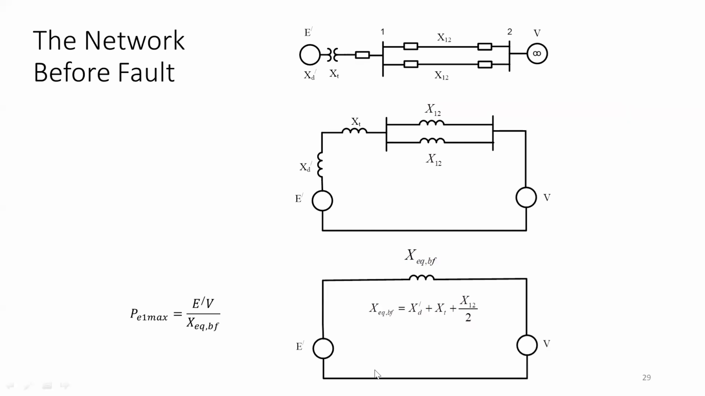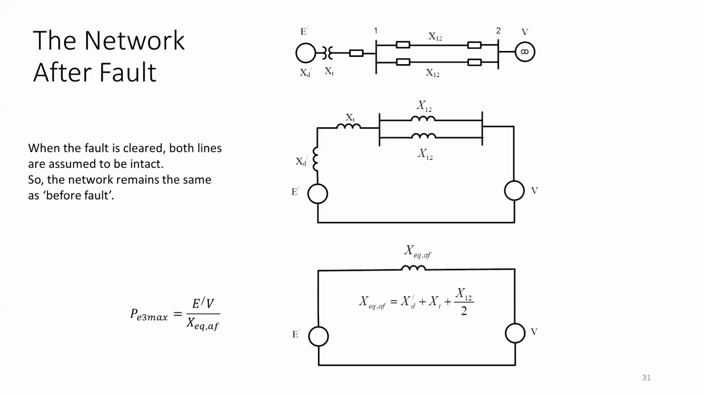The network before fault and the network after fault, there will be no change at all. The only change will be during fault. If I go for after fault, you see there is exactly no difference at all. Is it clear why there is no difference between the network before and after fault? Understood?